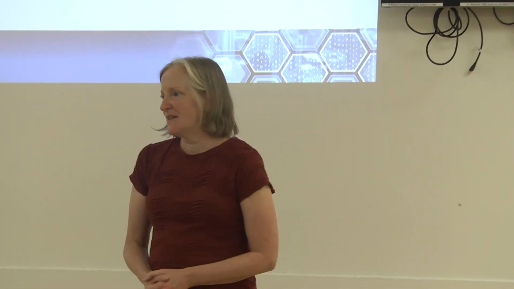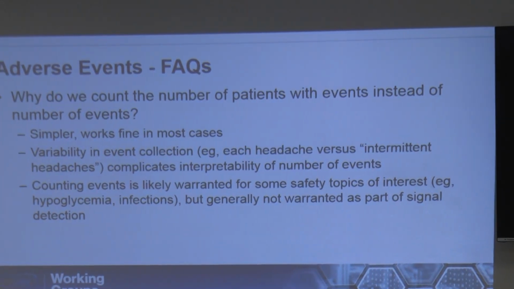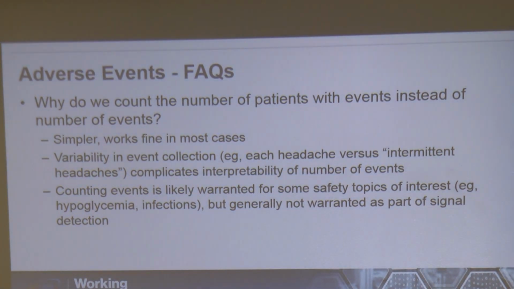Okay, another frequently asked question is why do we count number of patients with events instead of number of events? Well, there could be some adverse events of special interest where absolutely counting events makes sense. But for signal detection purposes, for the methods that we applied for our entire treatment emergent adverse events, counting number of patients seems to work fine in most cases. We might have some exceptions, and that really applies to events that are going to occur in every patient eventually.